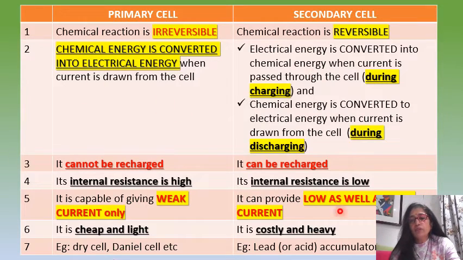Secondary cell 1 to 7 here. So you don't even have to learn the previous slides. Just learn this one slide. You'll know the examples of both. You'll know the definitions of both. Difference between both. Make life easy.